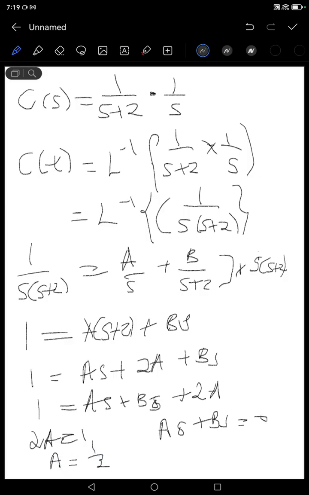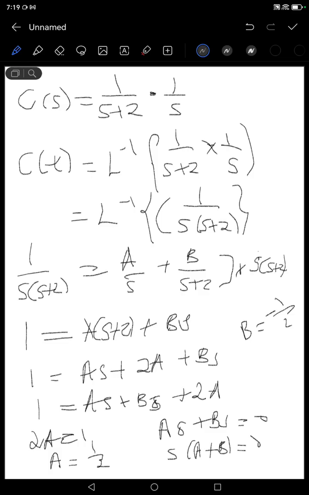Here we can take out the common factor of s. It's going to be s into a plus b is equal to 0, and then we divide both sides by s, giving 0. Therefore our a is 1 over 2, which means our b is going to be negative 1 over 2. After getting the answer, we substitute back and find the inverse Laplace of 1 over 2s and negative 1 over 2 times s plus 2.